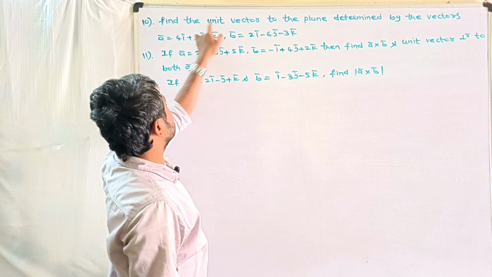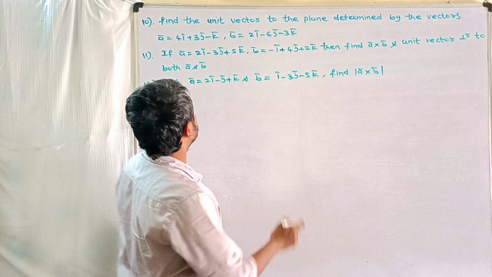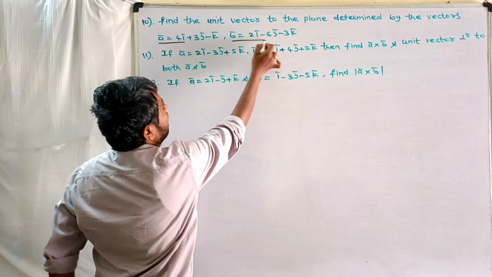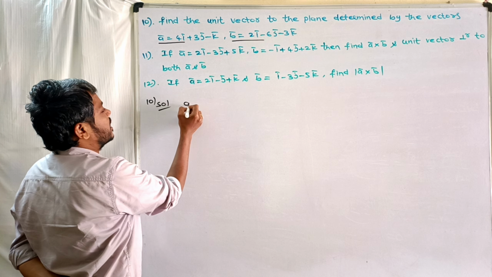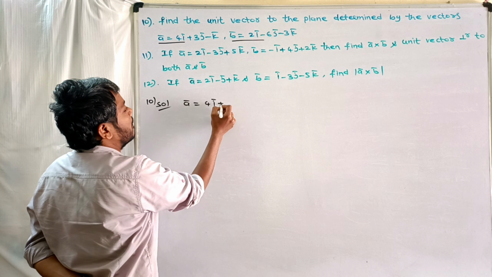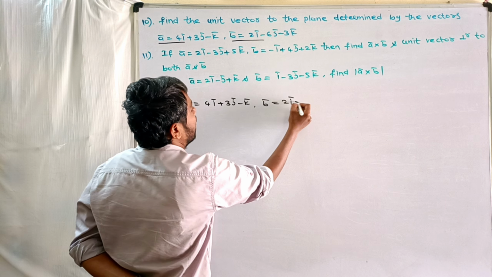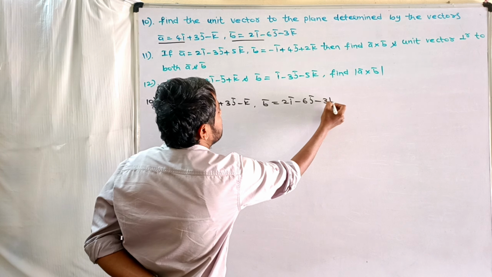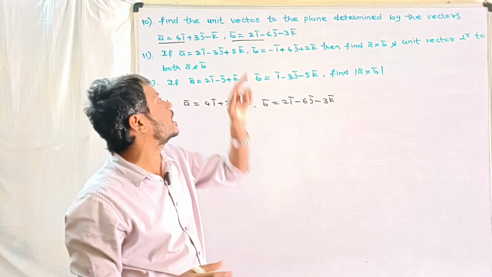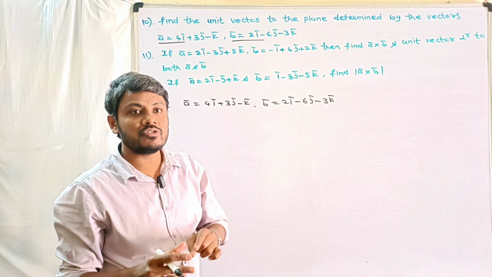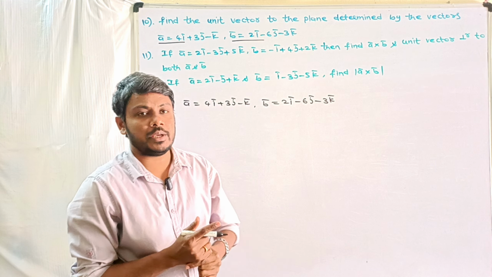So next, question number 10. Find the unit vector to the plane determined by the given vectors A bar and B bar. See the solution. The given vectors A bar equal to 4I plus 3J minus K and B bar equal to 2I minus 6J minus 3K. Here we have to find what? The unit vector to the plane determined by A bar and B bar. So what is the formula? Plus or minus A cross B by mod A cross B.